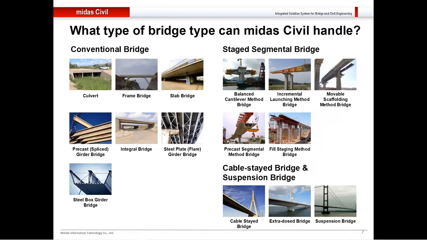Now let us understand what types of software, what types of bridges MIDAS Civil can handle. If you would like to perform the analysis and design of conventional bridges, there are culverts, frame bridges, slab bridges, integral bridges, steel plate girder bridges, precast girder bridges, and steel box girder bridges in our standard version of MIDAS Civil. Then we have staged and segmental bridges. These include the balanced cantilever, incremental launching method, moving scaffolding, precast and full staging method. And in the advanced version, we have cable stayed bridges, extradosed bridges and suspension bridges.